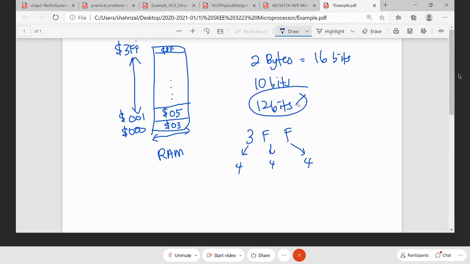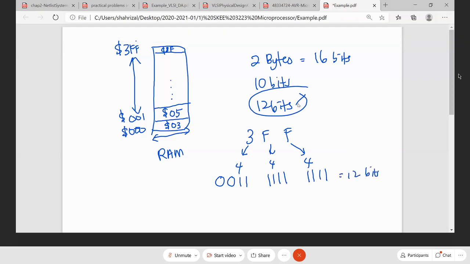How do you represent it? This is simply 0, 1, 1, 0. And this is F: 1, 1, 1, 1. 1, 1, 1, 1, 1, 1. So that's why you can see you can get 12 bits here.